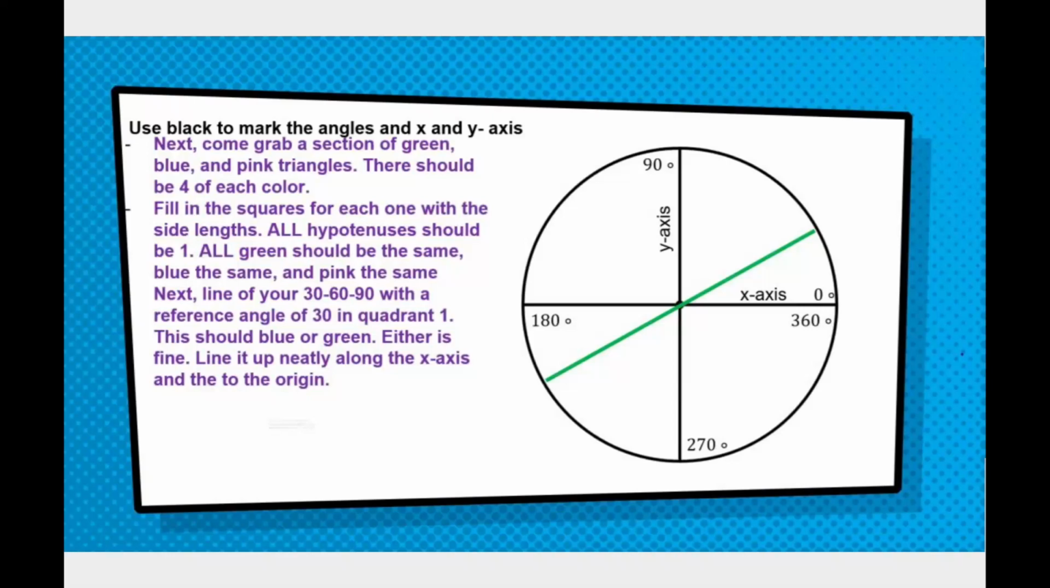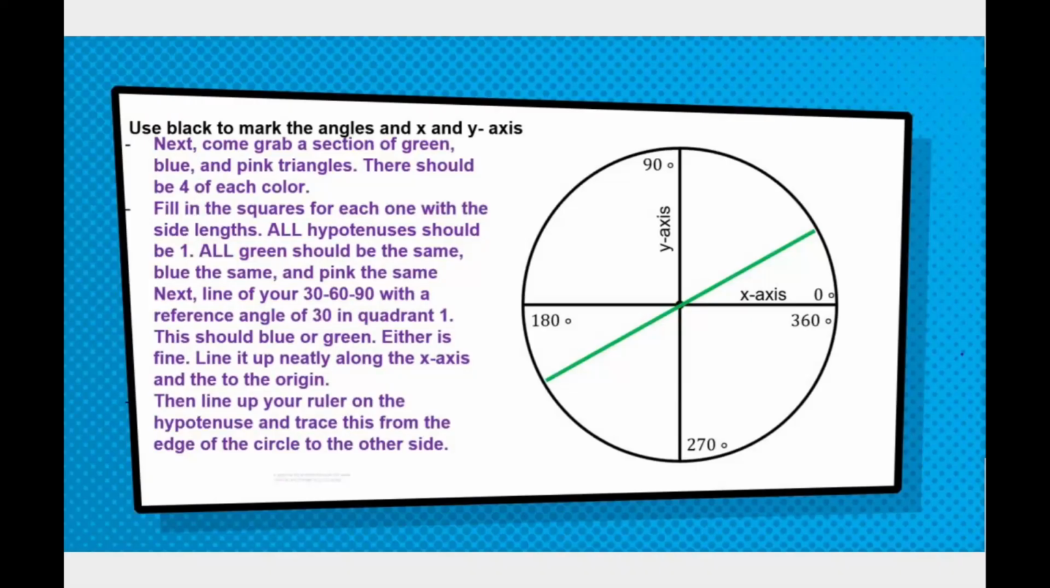Next, line up your 30, 60, 90 with the reference angle of 30 in quadrant 1. This should be blue or green color, either is fine. Line it up neatly along the x-axis and to the origin. So many typos. Lining up your triangle, it should look like this. You should have 1 for the hypotenuse, square root of 3 over 2, and 1/2.